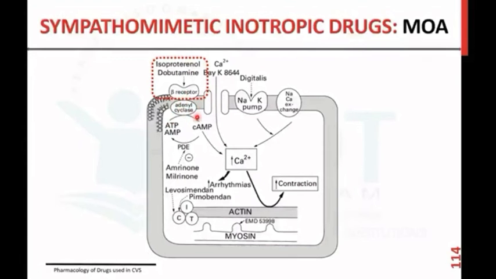Isosorbide dinitrate produces mainly venous dilation, which reduces the left ventricular preload, leading to a reduction in pulmonary congestion and dyspnea. So in GPAT there is a question: which drug produces mainly venous dilation and reduces left ventricular preload? The right answer is isosorbide dinitrate. This is the most important question.